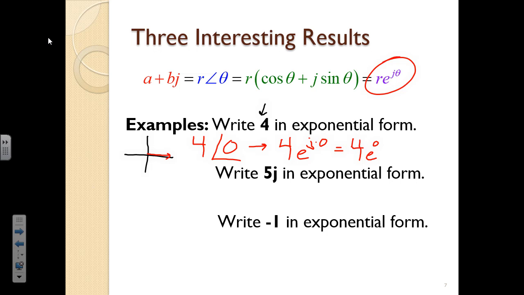But what's e to the 0? Anything to the 0th power is 1. And so 4 times 1 is equal to 4.